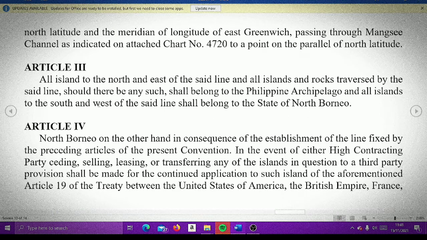So from Article 3, it is said that all islands north and east of the said line and all islands and rocks traversed by the said line shall belong to the Philippine archipelago. However, all islands to the south and west shall belong to the state of North Borneo. So, Articles 4 and 5 we are going to report by Laila Duran.